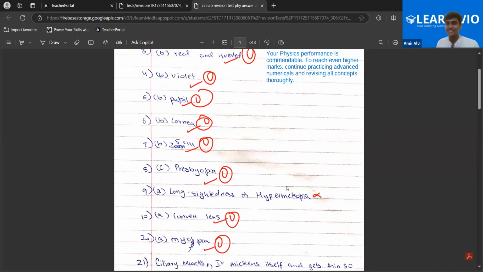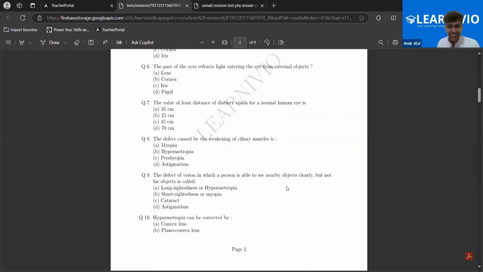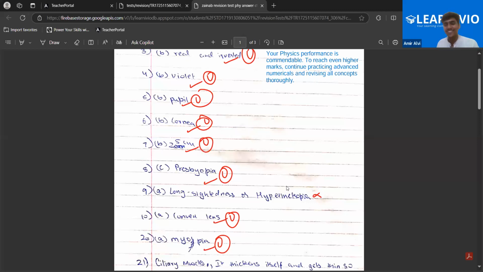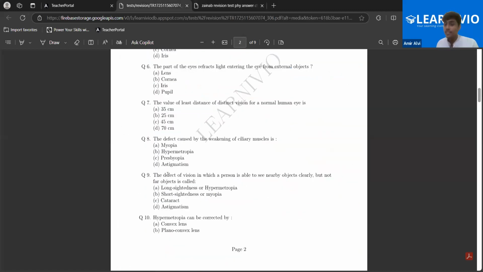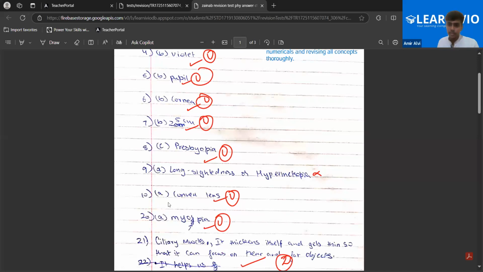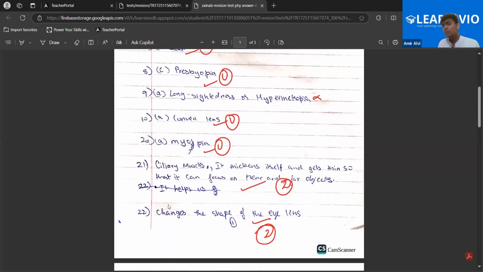I also just get confused a little bit. I thought that I had written wrong. So that's why I thought it's myopia, because the person is not able to see the far objects. Nearby objects it can see, but the person is not able to see the far objects. Okay, that's clear.